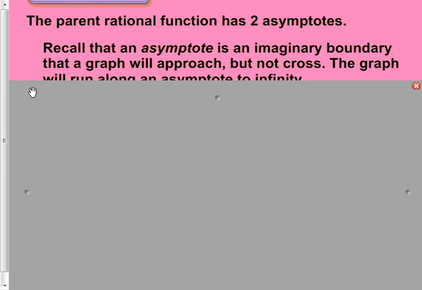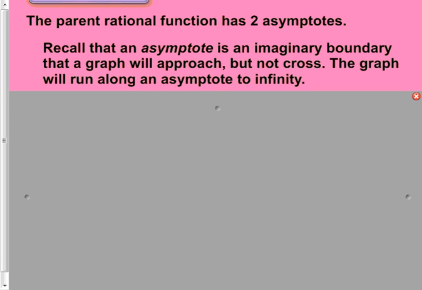Now the parent rational function has two asymptotes. Now, we've mentioned asymptotes throughout the year, a little bit here and a little bit there, so chances are enough people are unfamiliar with them that it's probably a good idea for us to get a definition again. So go ahead and jot it down. Recall that an asymptote is an imaginary boundary that a graph will approach but not cross.